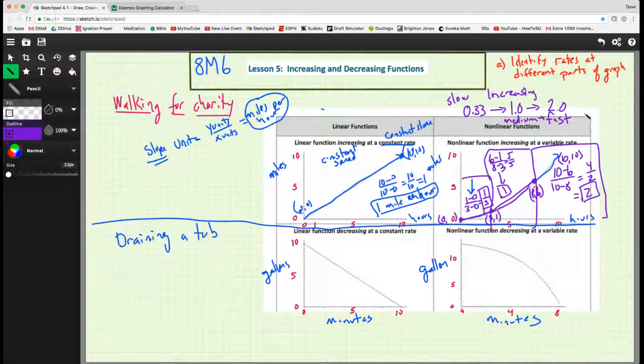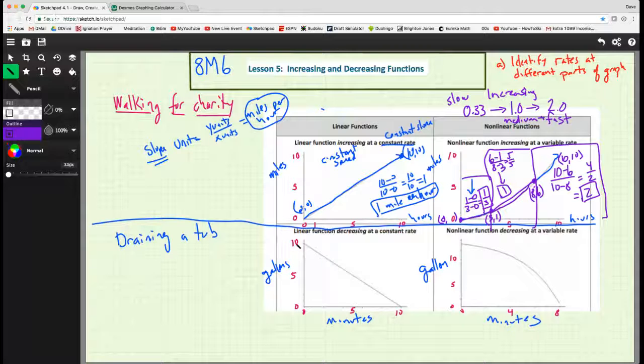This all makes sense from a verbal model, and from a graphical model, and from an algebraic model. Our M is increasing, our slope is increasing visually, and our story, our person is increasing, walking faster. So this all makes a lot of sense. Now let's look down here at the bathtub example.